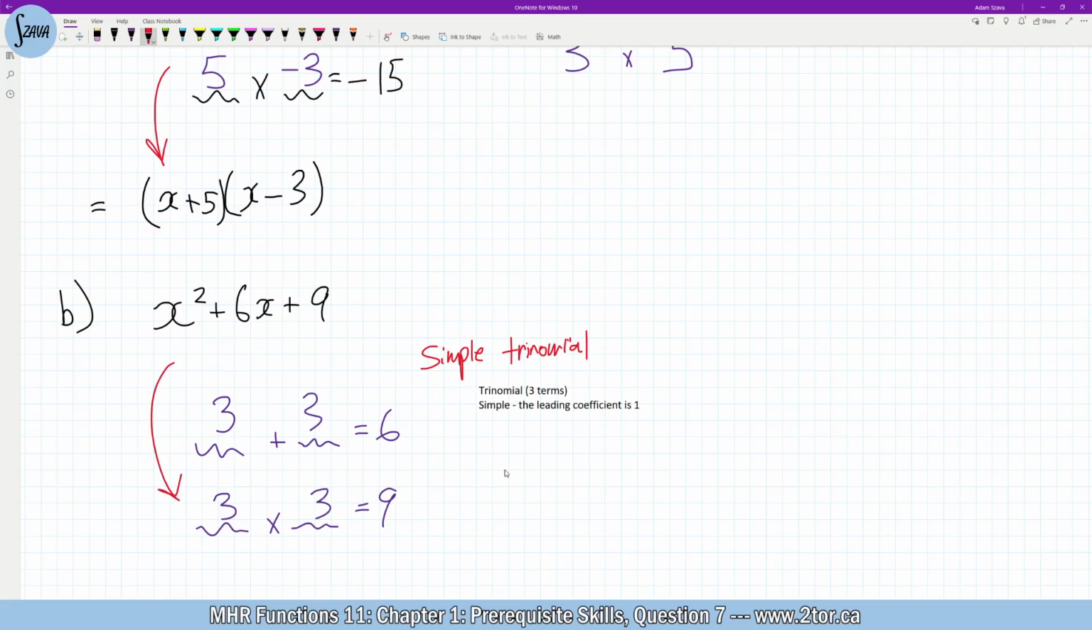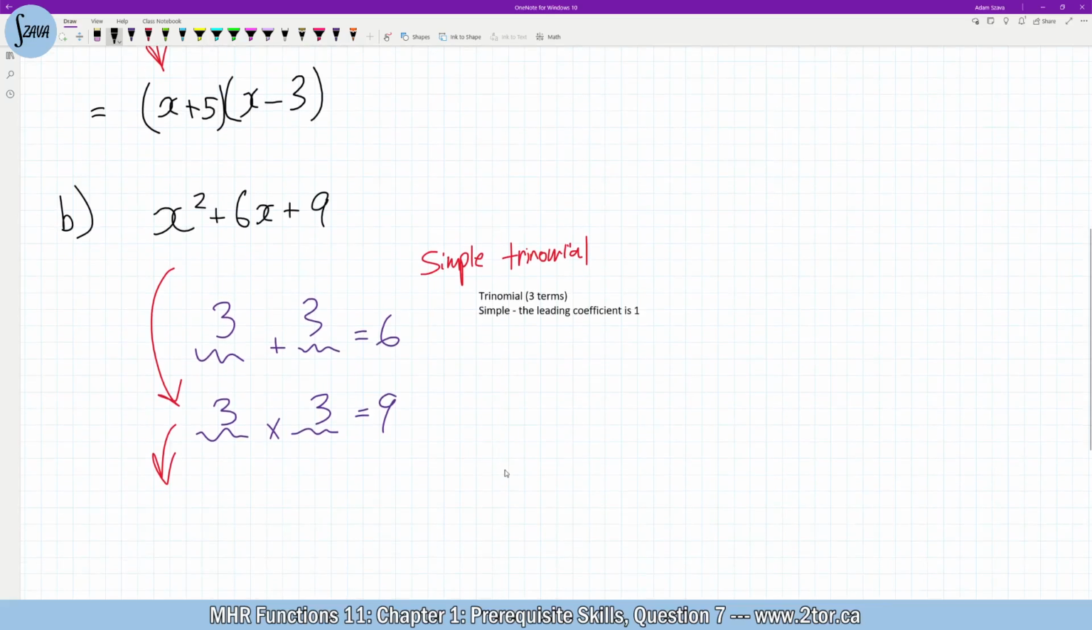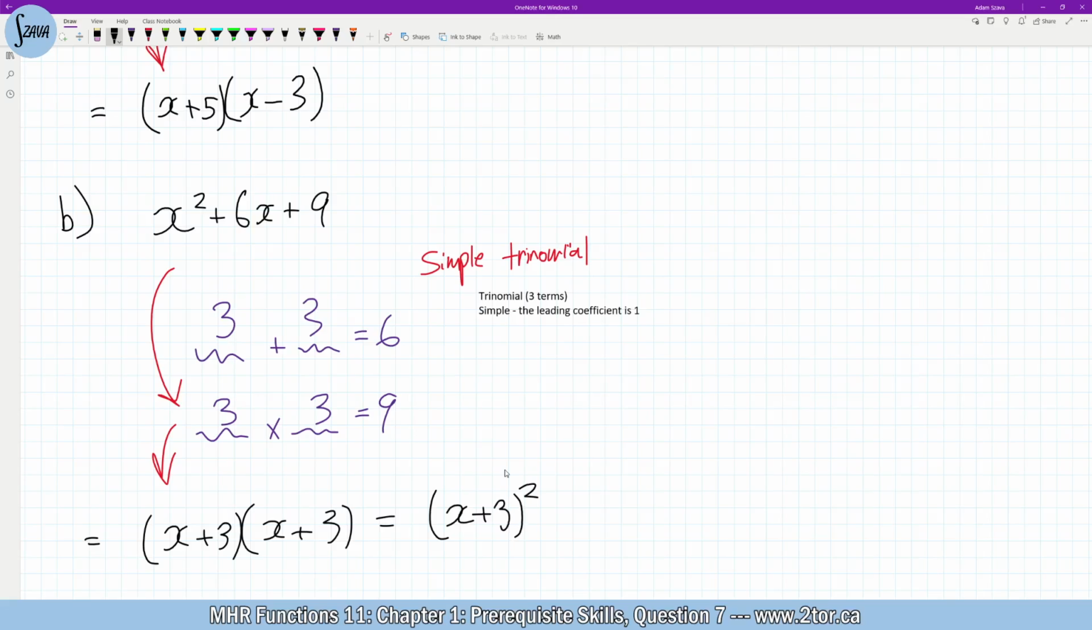Once again, I'm just going to use this information to write this in factored form. x plus 3, which I can actually write as x plus 3 squared. We call this a perfect square trinomial because it factors to a perfect square.